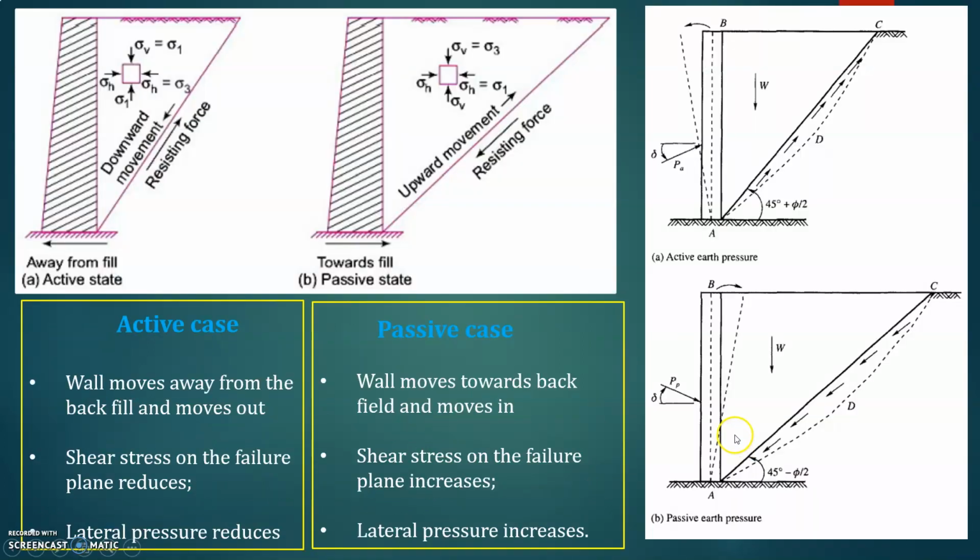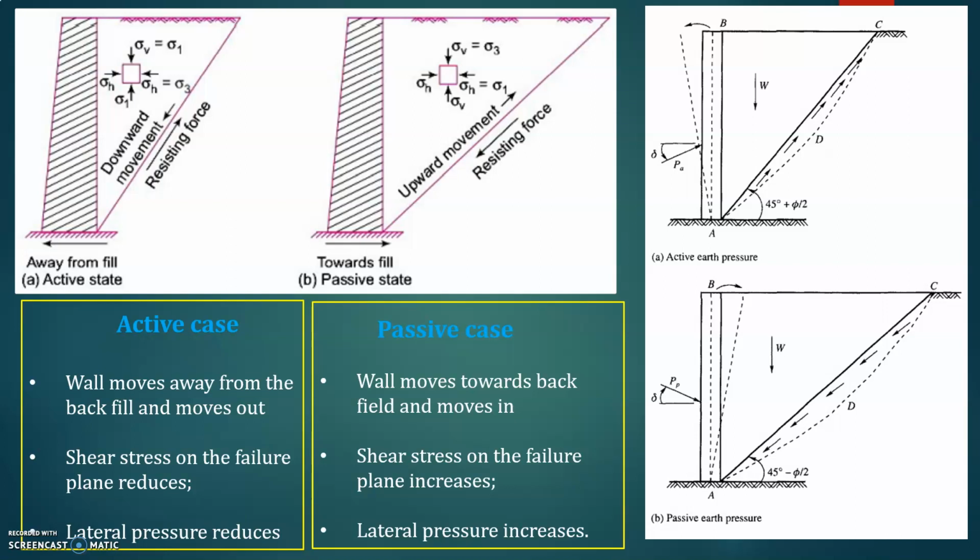Okay, now we'll see how the pressure is developed in the active case and the passive case. Let us take the active state first. If the retaining wall is permitted to move away from the backfill, allowing lateral expansion of the soil, as a result, what happens? Earth pressure decreases with increase in the expansion.